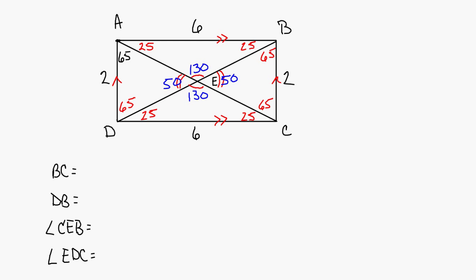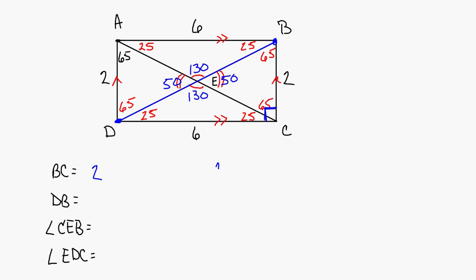B to C, we did that. That was 2. D to B, this piece right here. D to B, that's a diagonal, isn't it? All right? And you're dealing with the right triangle here. So how could you find the distance from D to B? Pythagorean Theorem, very good. That's the hypotenuse of a right triangle.